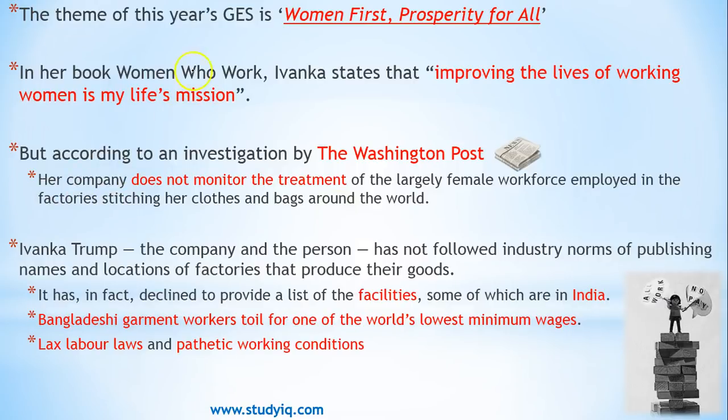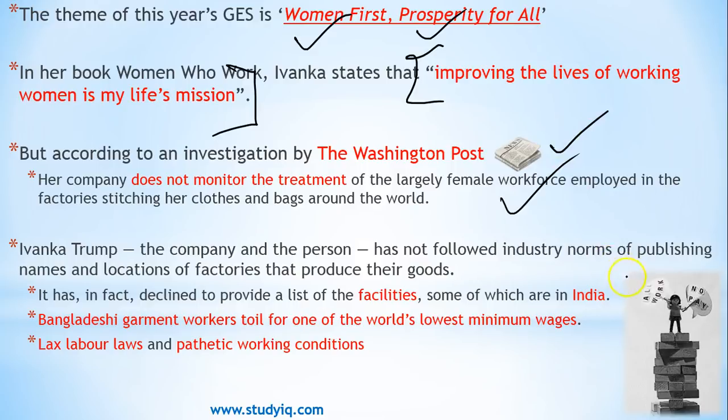Now the theme of GES 2017 is Women First, Prosperity for All, and in her book Ivanka writes that improving the lives of working women is her life's mission. But according to an investigation done by the Washington Post, which is one of the most reputed newspapers in the world, it came out with a study that in Ivanka Trump's fashion brand, there is no monitoring regarding the treatment that female workers, the people employed in the factories, get.